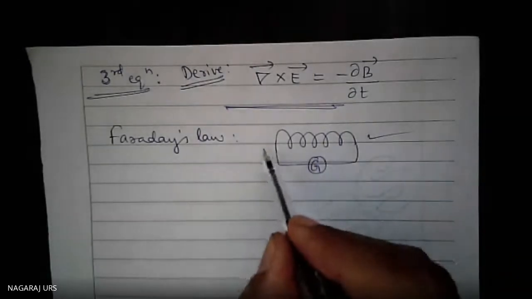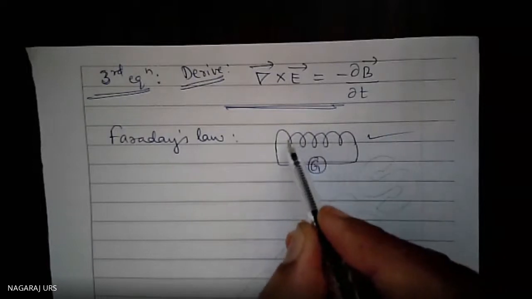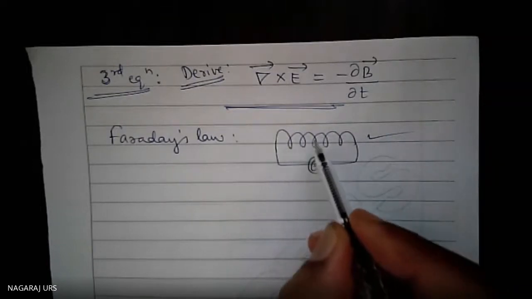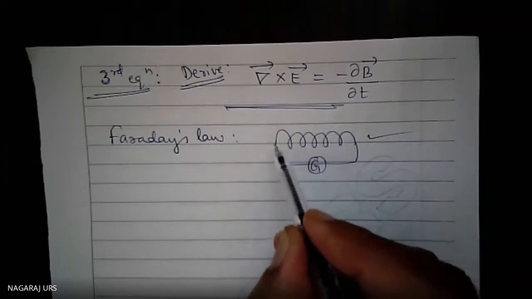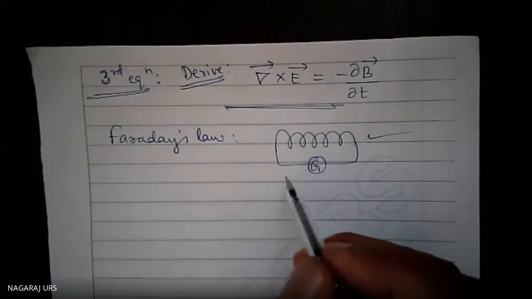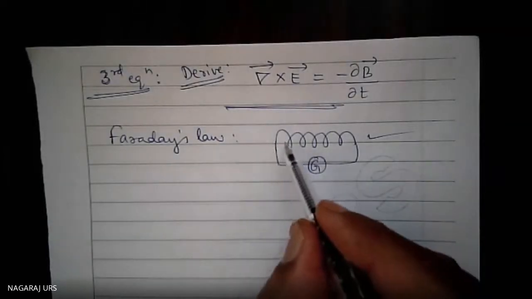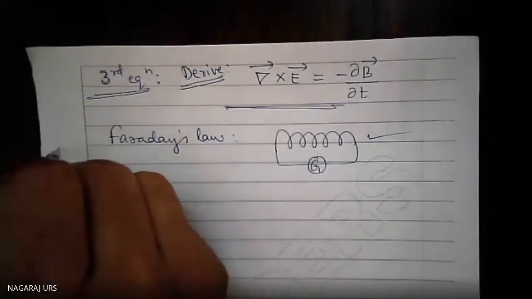Whenever there is a change in the magnetic flux linking with a coil, there is an induced EMF and induced current in the coil. The induced EMF, or the induced current, whatever is flowing here, is directly proportional to the rate of change of magnetic flux. This is taken from your second PUC.